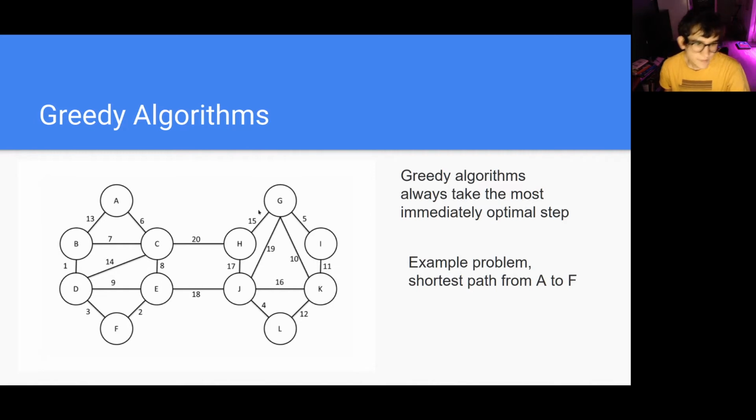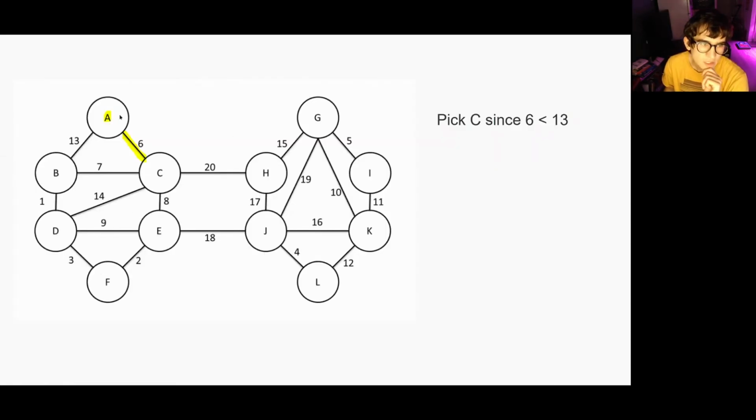So greedy algorithms basically take the most immediate optimal step without making any long-term considerations. Let's go ahead and find the shortest path from A to F using a greedy algorithm, and let's demonstrate that now. So starting off at A, you can see it has two neighboring nodes, B and C, and we're going to go ahead and visit C next since 6 is less than 13.